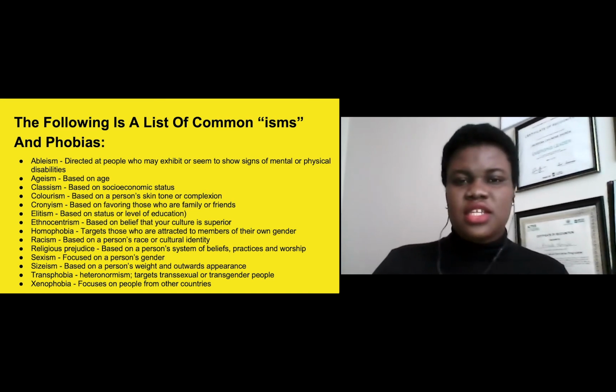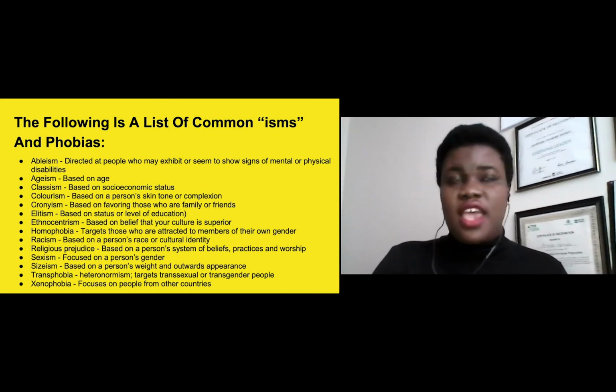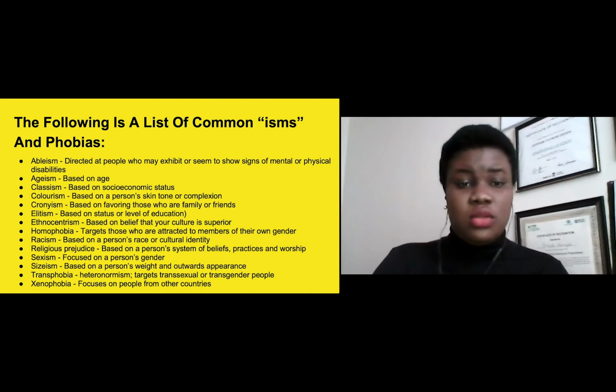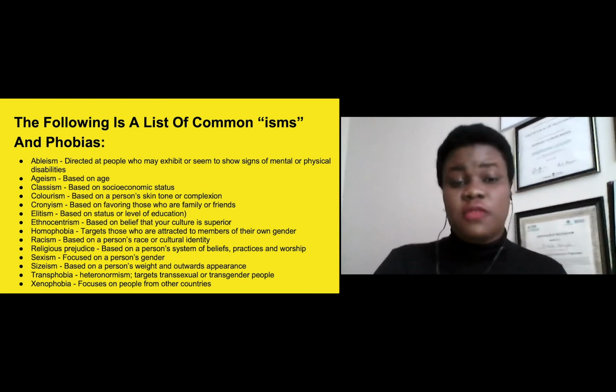Ableism, directed to people who may exhibit or seem to show signs of mental or physical disabilities. Think about ageism, which is discrimination based on age. Think about classism, which is based on socioeconomic status. Colorism based on someone's skin complexion or skin tone. Think about cronyism. This happens every day in the labor market or in the workforce. Favoring people who are your friends, your family members, without even considering their qualification for that particular job or role that you're giving to them.